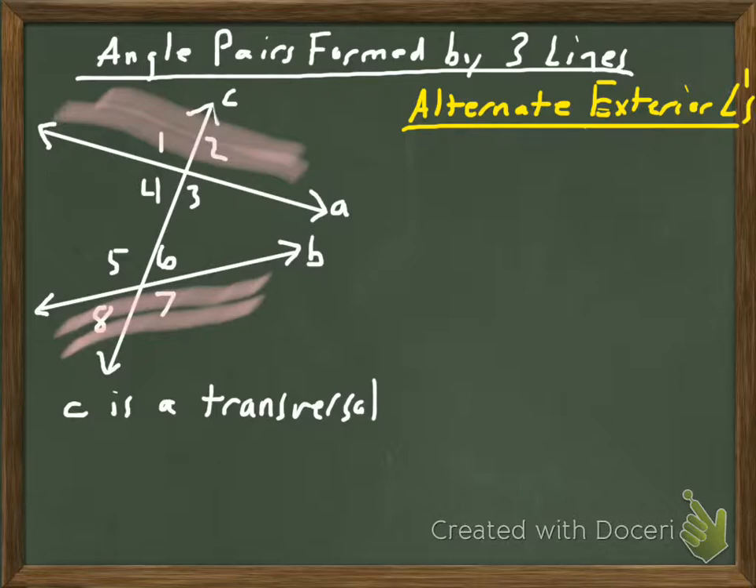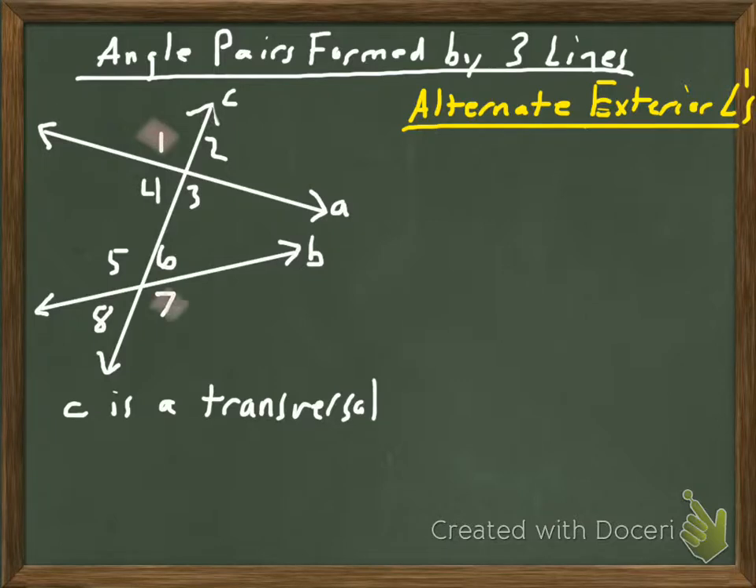Okay, anyway, so alternate exterior angles. What do you think an alternate exterior angle pair would be in this picture? I'm hoping you would say this. How about angles 1 and 7? They're on different sides of the transversal C, and they're outside of the two lines A and B. And then angle 2 and angle 8, of course, would be the other pair of alternate exterior angles. So that's corresponding angles, alternate interior angles, and alternate exterior angles.